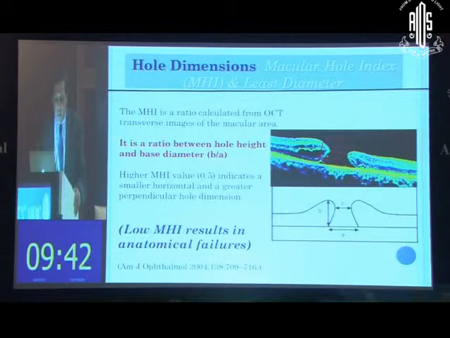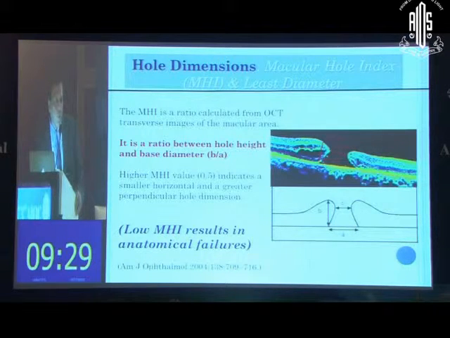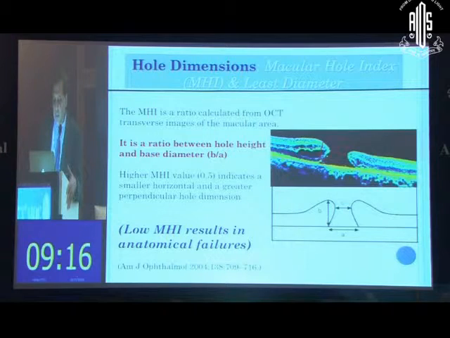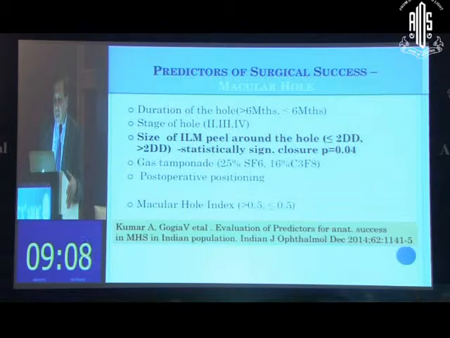So hole dimensions are very important. The two most important are the least hole diameter, which is actually more than 400 or less than 400, as described in the international literature. Larger holes are more than 400. And the MHI is the macular hole index, which is the maximum height divided by the base. If that's more than 0.5, as per the article which first came out in the American Journal of Ophthalmology in 2004, it has better visual outcomes, while a low MHI, less than 0.5, has poorer visual outcomes. And as you can well imagine, it's the larger holes which have a low MHI, less than 0.5.